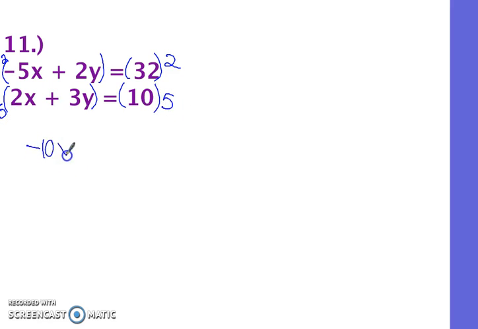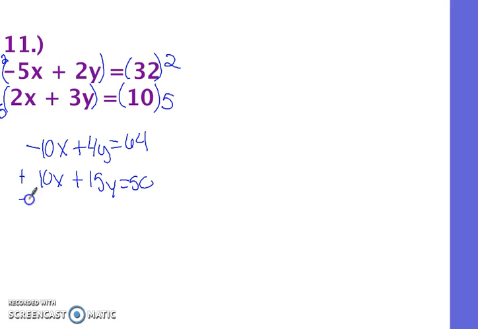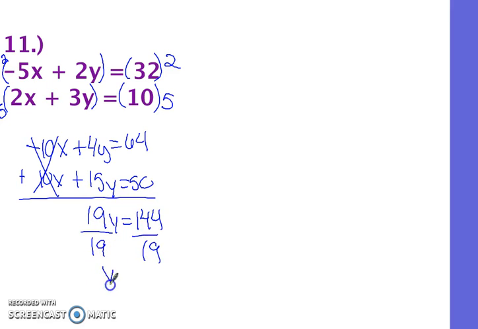So I got negative 10x plus 4y equals 64. Positive 10x plus 15y equals 50. And I added those up. And it's the exact same process. So I get 19y equals 144. Divide both sides by 19 to get y equals 6. Same exact process. Substitute it in. I like the second equation because it doesn't have negatives.